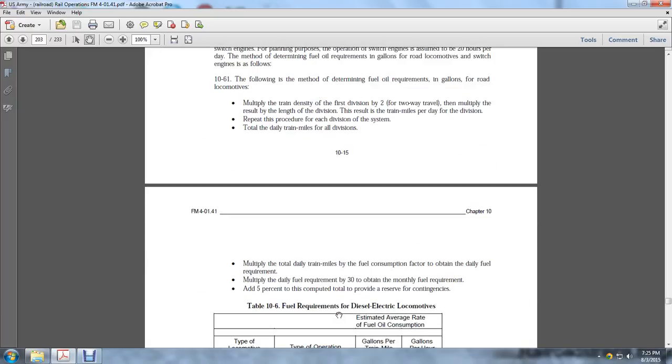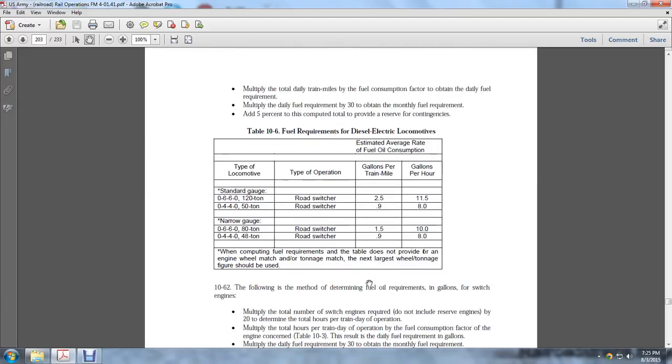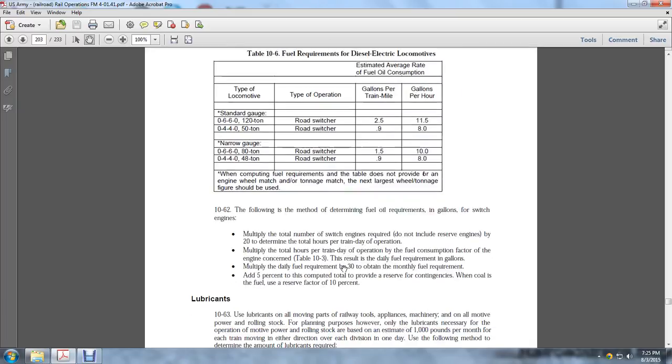Multiply the total daily train miles by the fuel consumption factor to obtain the daily fuel requirement. Multiply the daily fuel requirement by 30 to obtain the monthly fuel requirement. Add 5% to the computed total to provide for reserve contingencies. This is a fuel requirement sheet for the diesel electric locomotives, showing gallons per train mile, gallons per hour, and the type of operation and type of locomotive.